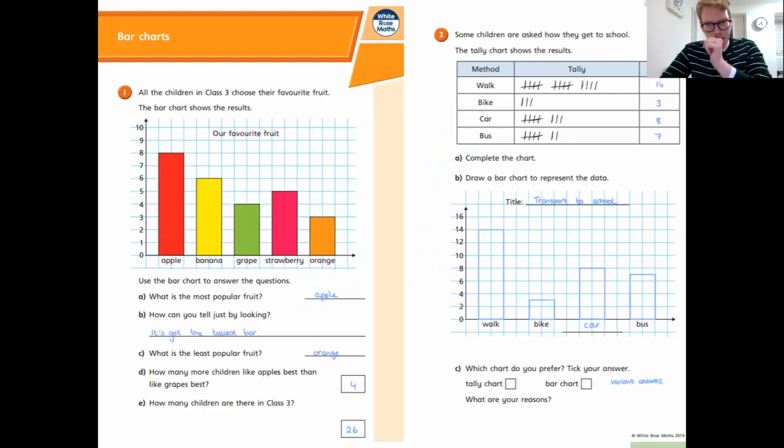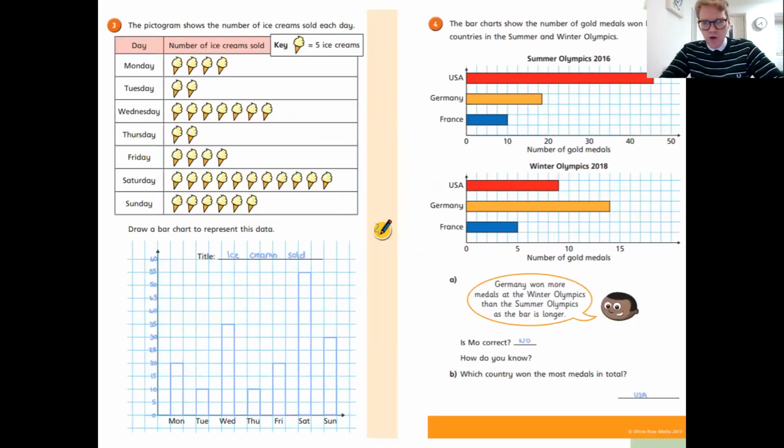Okay, thanks for joining us. Here are the answers then. Obviously, where you're drawing your bars, you'll have done your own one on your squared paper or maybe your line paper if you've got it. Hopefully yours are looking similar to this. You can pause the video on the page that you need and check what you've got.